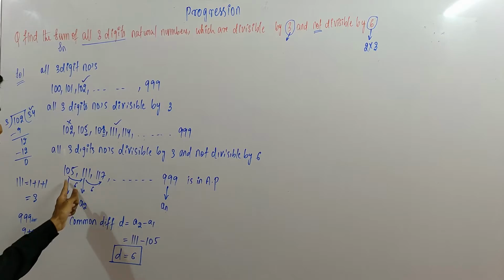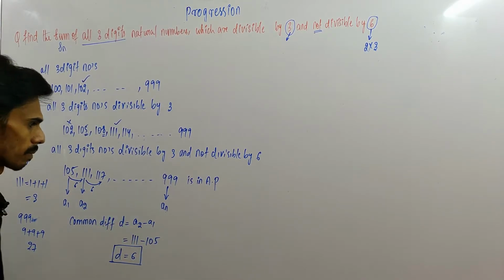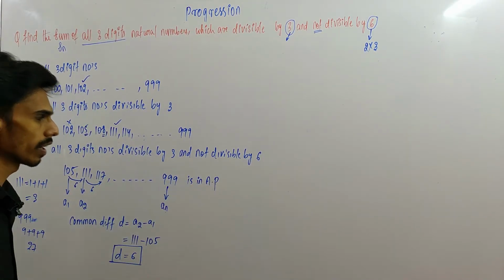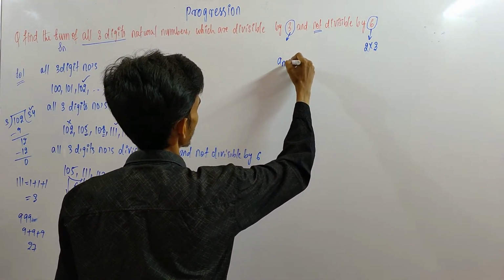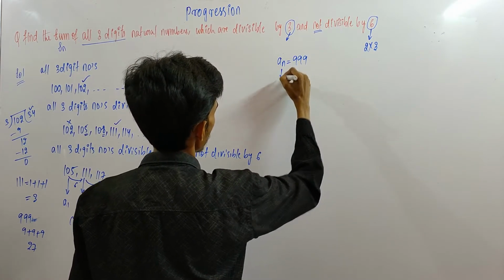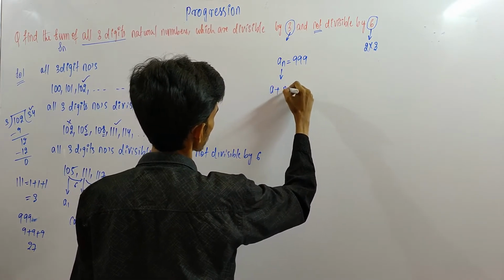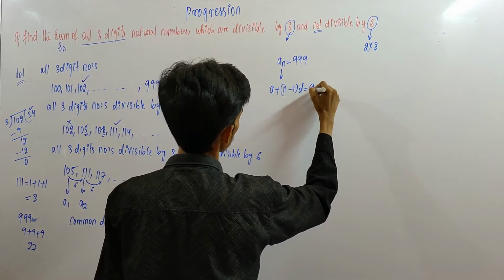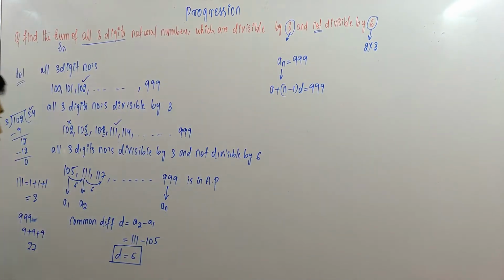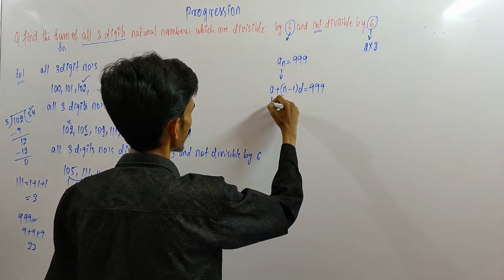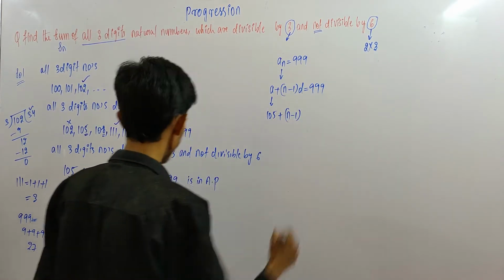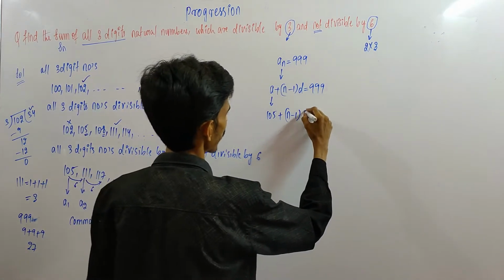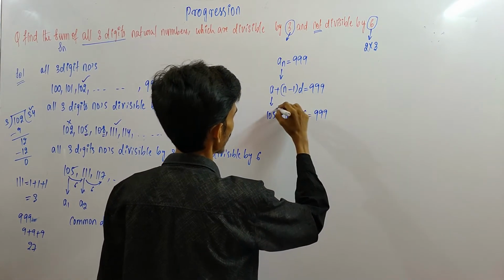Now we want how many numbers are there in this sequence which are divisible by 3 and not divisible by 6. So we have AN is 999. We have a formula for AN. AN is A plus N minus 1 into D is equal to 999. This term is A1 or A both. So A value is 105 plus N value we don't know. Common difference we got 6. We have 999 here.